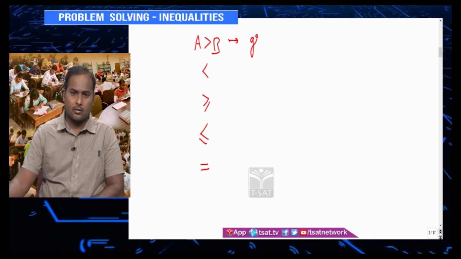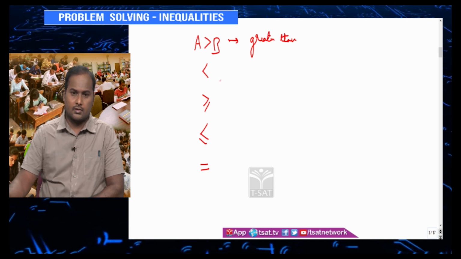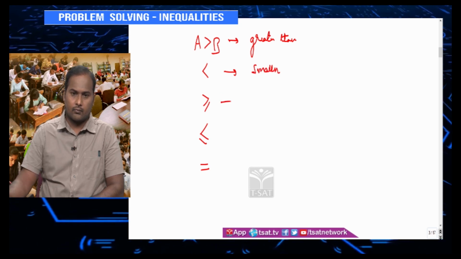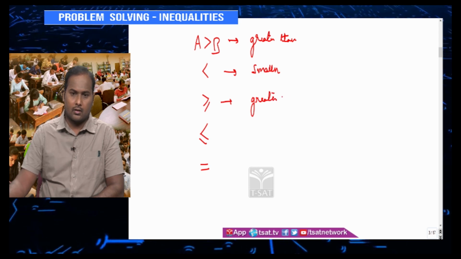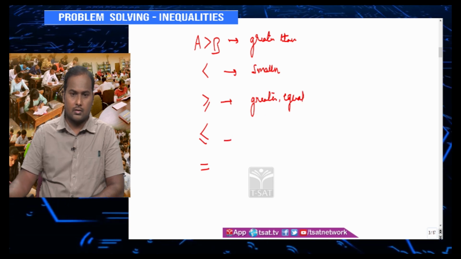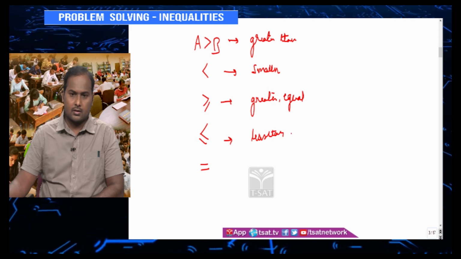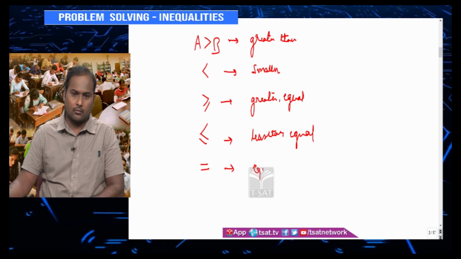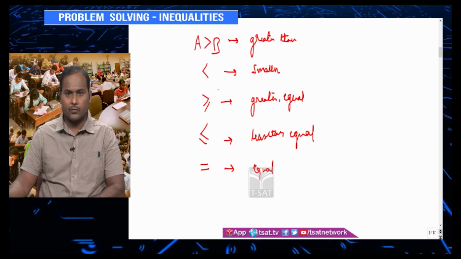One is greater than, the other one is smaller, so this comes under smaller. This is greater, equal, this is less than or equal to, less than, equal. So this we know is equal. So these are the 5 signs. Based upon these 5 signs we need to solve the problem.